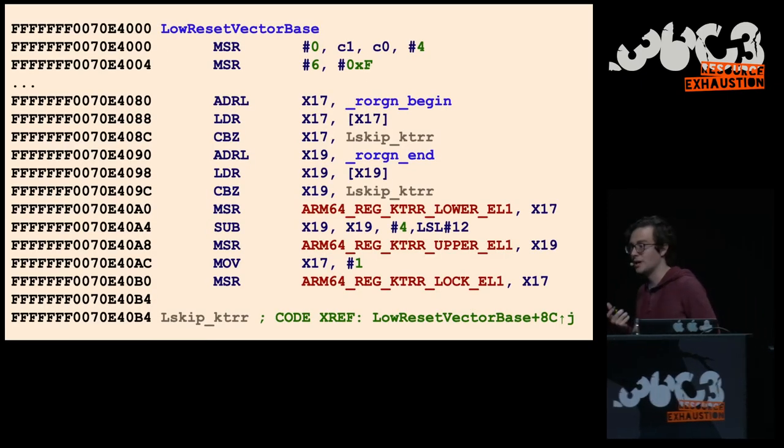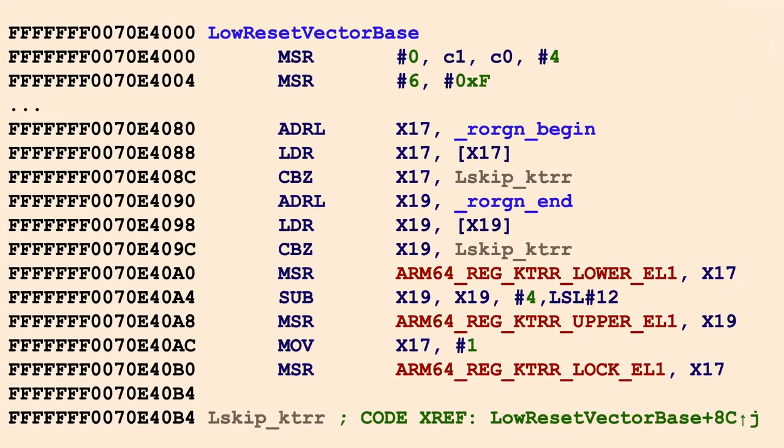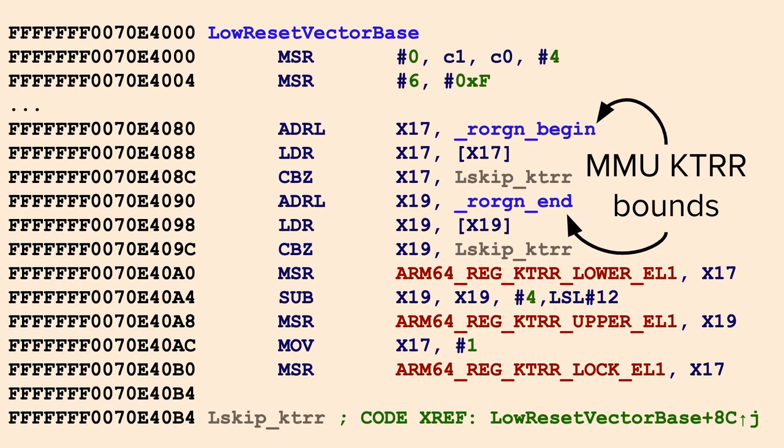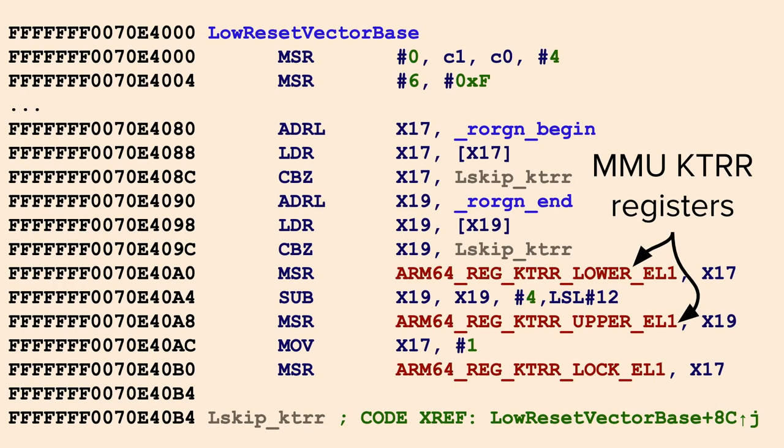So the reset vector is the first piece of code that gets executed when a CPU core wakes from sleep. And it does so with the MMU off. And what Apple has done is they've added code to the reset vector that basically just initializes those KTRR registers. The beginning and ending bounds are stored in these global variables. These variables, by the way, happen to lie inside of the locked down region, so they can't be modified. And once it reads those values into general purpose registers, it writes those bounds into special system registers that are used by the MMU to verify the KTRR security properties. So once this code executes, KTRR will be locked down on the MMU, and once again, you can no longer execute memory that lies outside of the lockdown region.